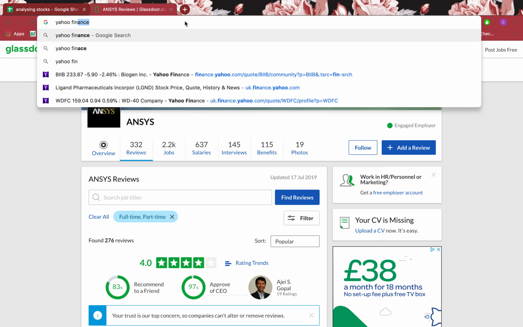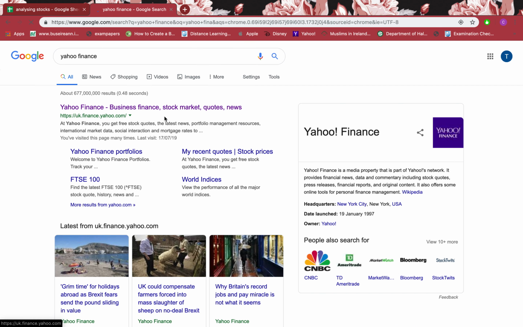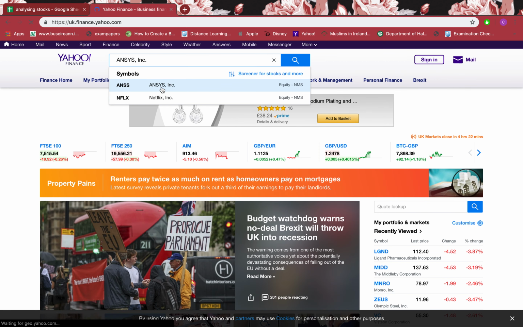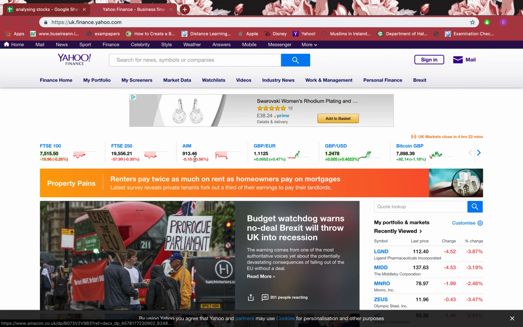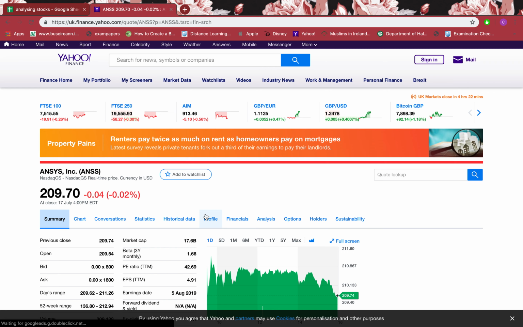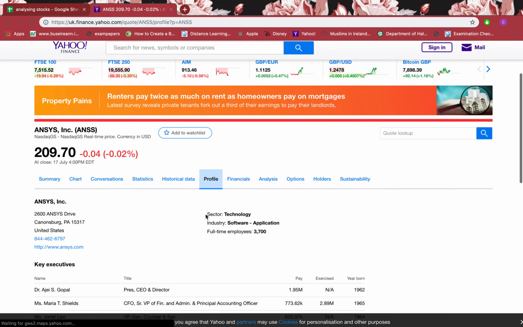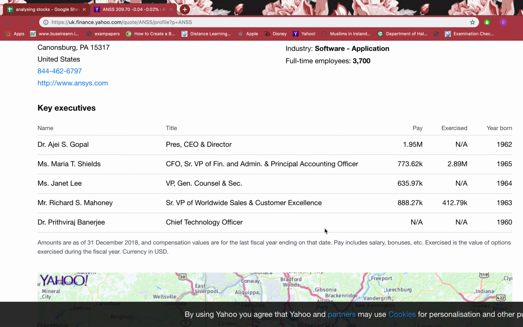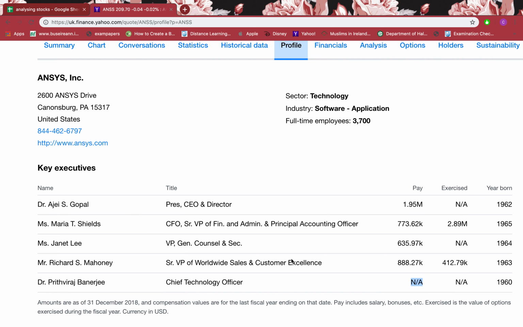Go to Yahoo Finance, click in the search bar, find it there, and go to profile. The sector is technology, industry is software application. You can see full-time employees. You can see the executives. Only one executive's salary is not shown, so you need to find out why, maybe by looking at another website. The more information we have, the better it is.